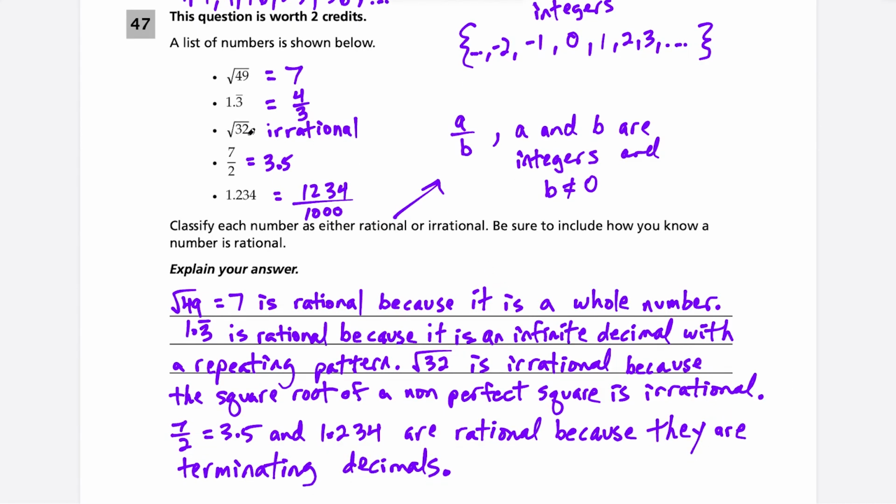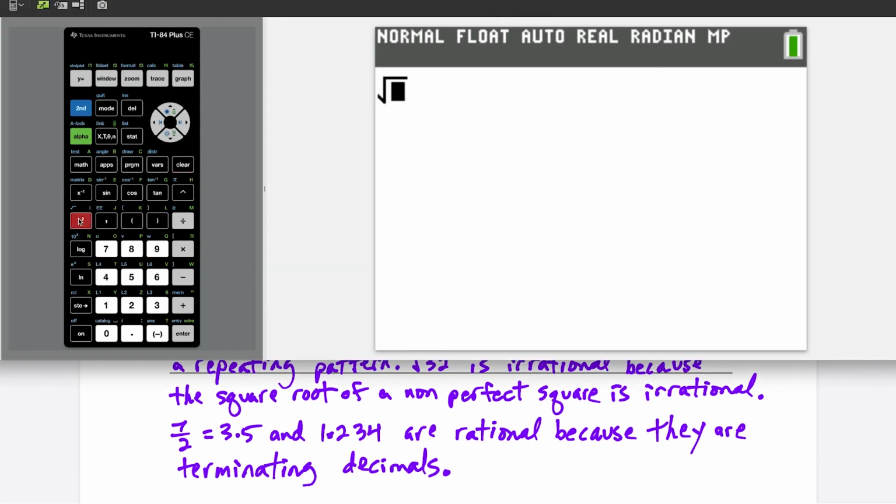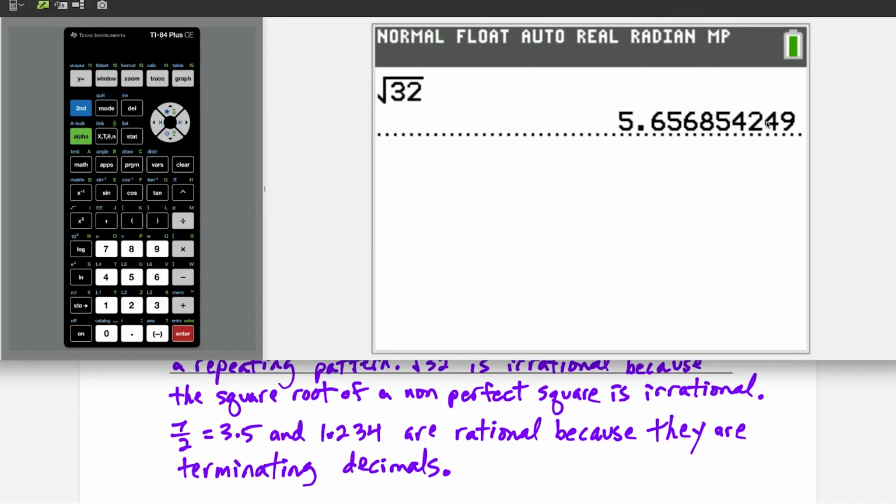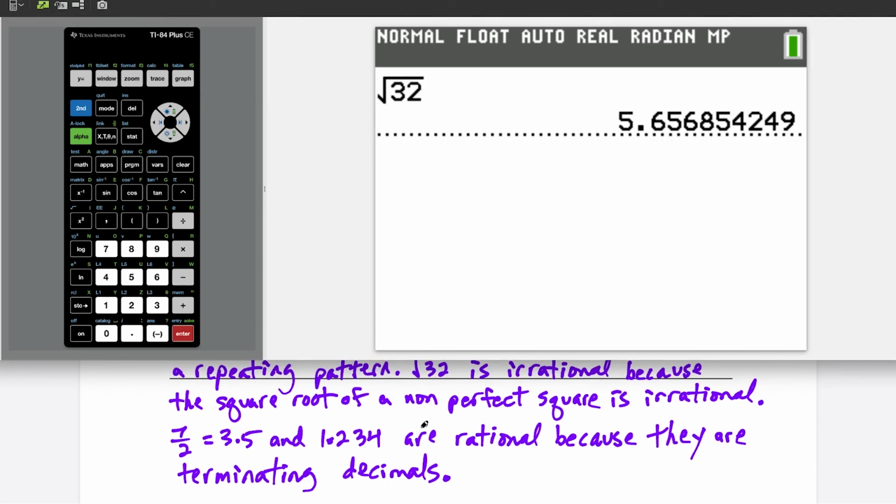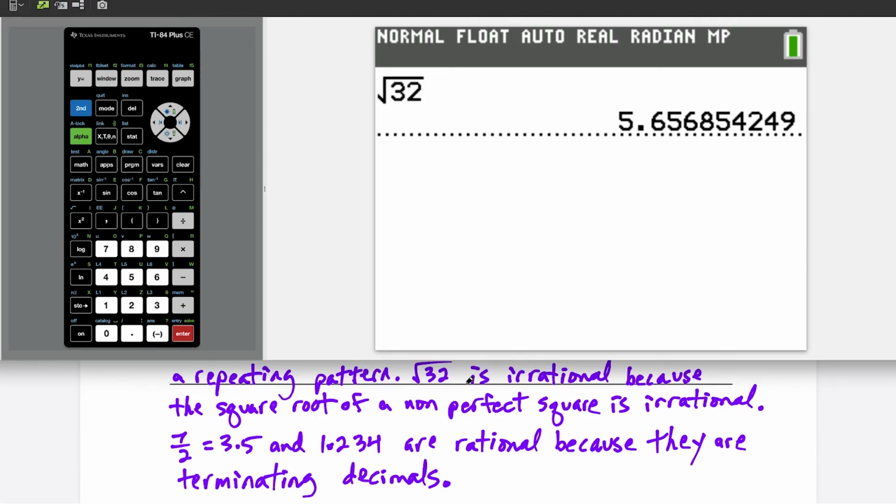Now, before we move on, there's just one more thing I want to point out about the square root of 32. If we type in the square root of 32, notice that the decimal we get is an infinite decimal, and there's no clear pattern to it. There's no repeating pattern. So another way to write our argument as to why the square root of 32 is irrational is we could say that it's an infinite decimal that has no repeating pattern to it.